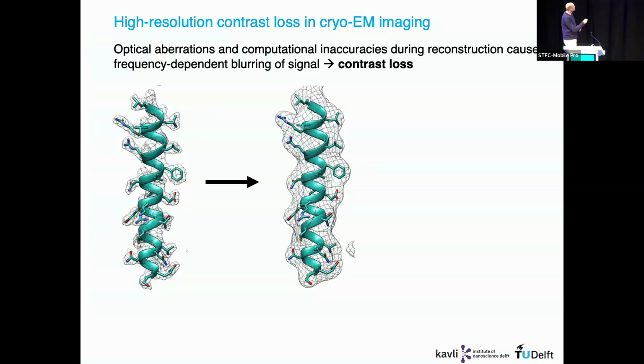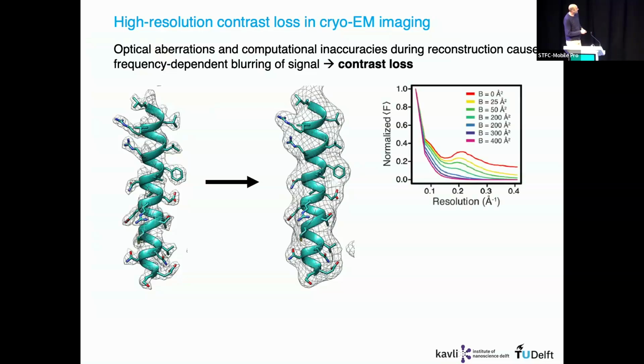So if this would be the structure we actually want to image, this may be the image that we're getting out of this. And we measure this attenuation as something that we call a B factor, which is an aggregate factor that just describes the steepness of the fall off of the average Fourier amplitude as a function of spatial frequency or resolution.